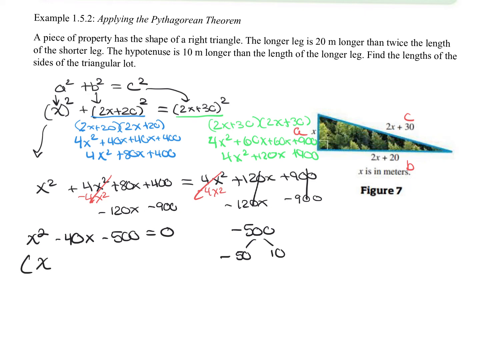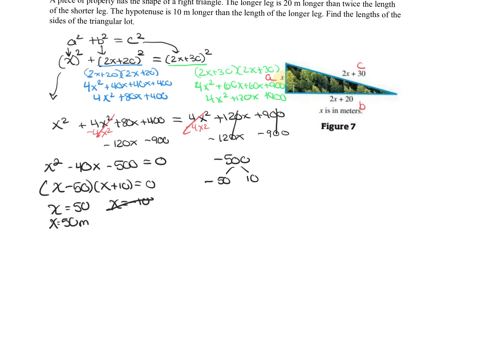So this factors into x minus 50, x plus 10 equals 0. So x equals 50 and x equals negative 10. But a reminder, this side right here, it's an x. So plain old x means that this cannot be an answer, the negative 10, because I cannot have a negative length. So x is going to equal 50 meters. The question did, however, ask you to find the missing lengths. So let's do that.